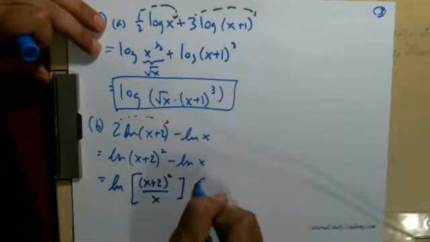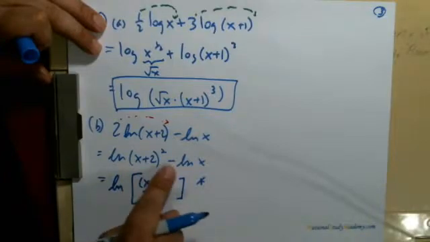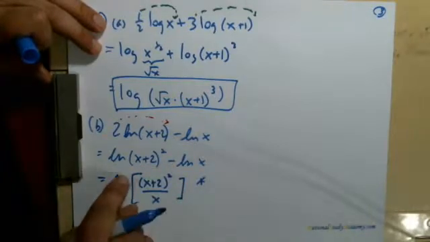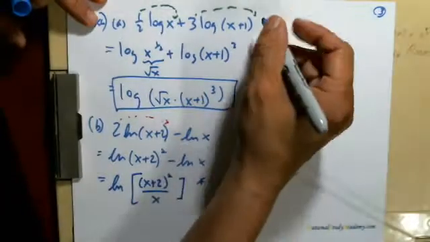A little tricky on this guy. It's not the natural log of (x plus 2) squared over natural log of x. It's just one single thing on the inside. There's no natural log in the numerator nor the denominator. Let's do part C now.